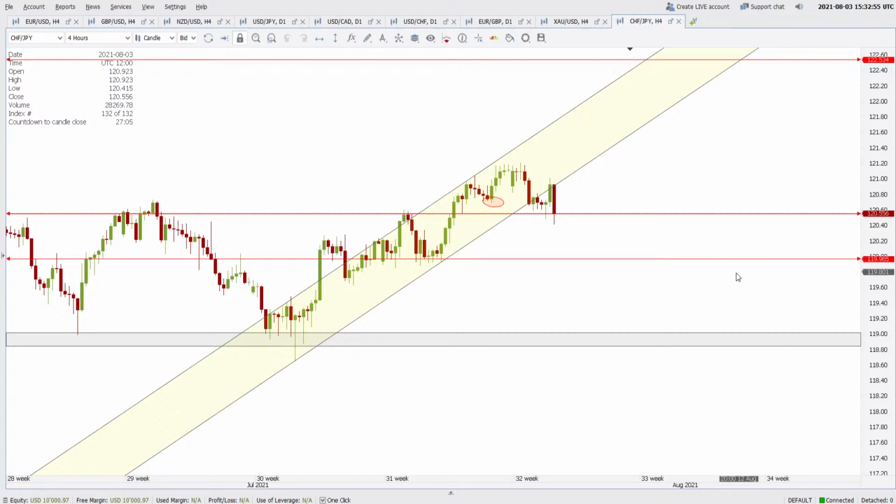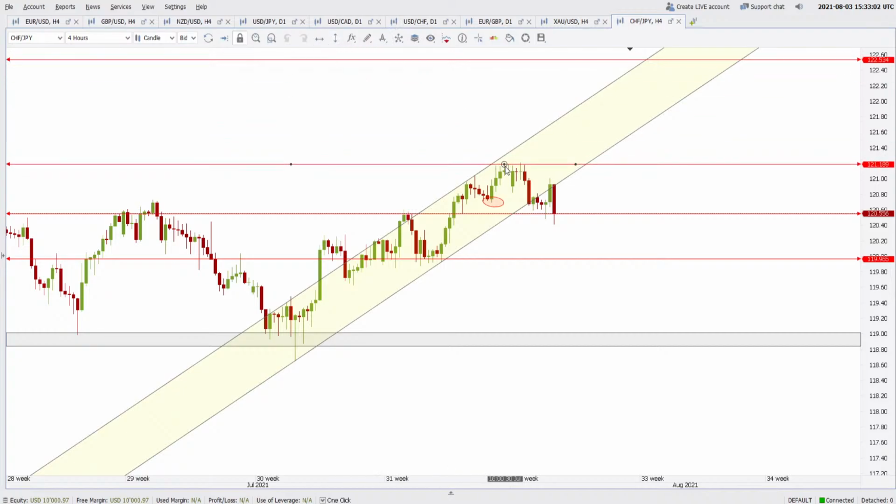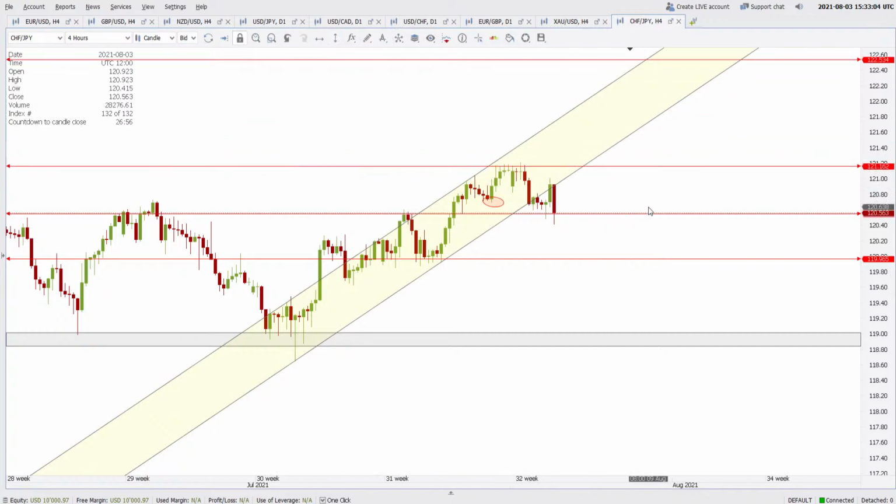In the CHF JPY, on the lower side 119.96 is the next support, and on the upside these recent highs. The price will try to test these recent highs again, 121.16, if it starts going up. With this, I think I should finish this webinar.